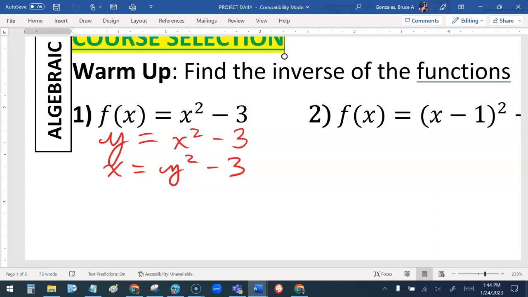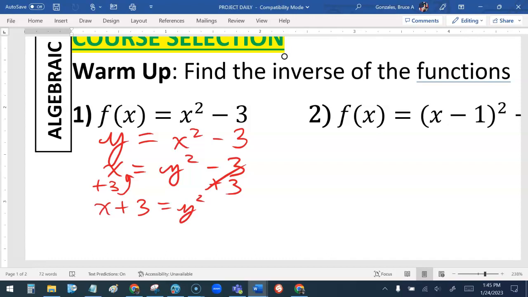Step 3, now I got to solve for y. What should I get rid of first on the right side, the squared or the minus 3? The loner, minus 3, has got to go. What's the opposite of minus 3? All right, plus 3, always on both sides. And on the left side, the plus 3 goes after the x. So I got x plus 3 equals y squared.